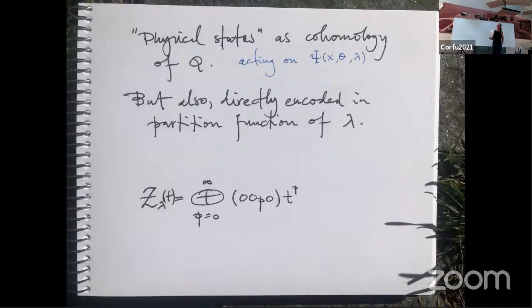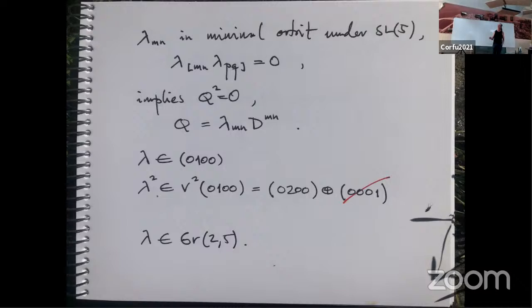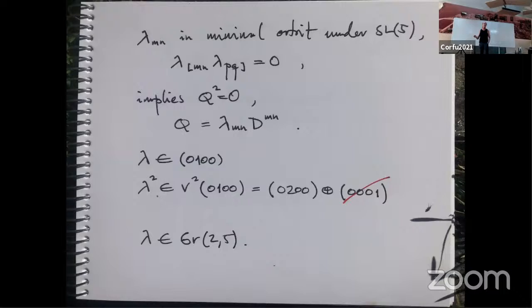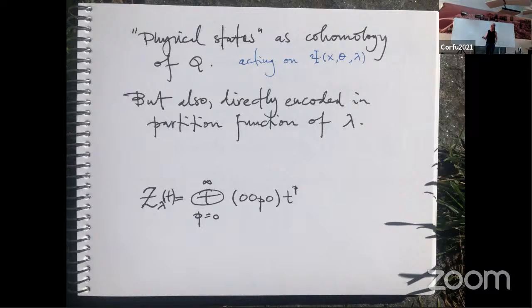Then you can ask the question, why does this Q have cohomology? If lambda hadn't been constrained, there would be no cohomology except the trivial one, that is, constant cohomology. That would be uninteresting. So it is entirely the properties of lambda that encode what the allowed cohomology is. And so I'll solve the cohomology not by doing this. Of course, I could do that and I would get the same result. Instead, I will show you the partition function of lambda. That's a backward way of finding the cohomology.